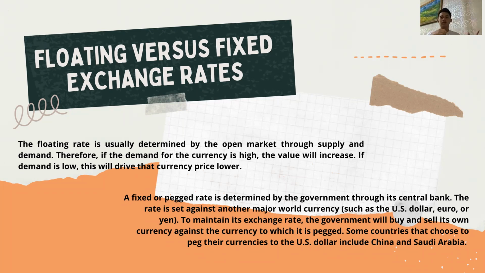And on the fixed exchange rate, the fixed or pegged rate is determined by the government through its central bank. The rate is set against another major world currency, such as the United States dollar, the euro, or the yen. To maintain its exchange rate, the government will buy and sell its own currency against the currency to which it is fixed or pegged. Some countries that choose to peg their currencies to the United States dollar include China and Saudi Arabia.